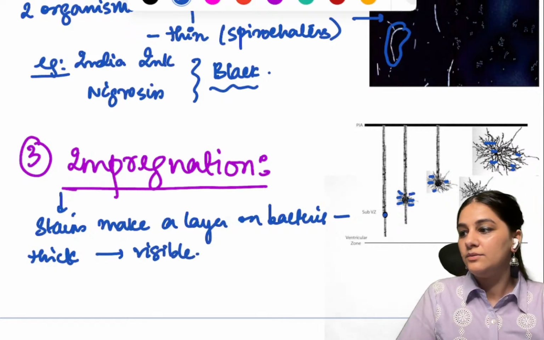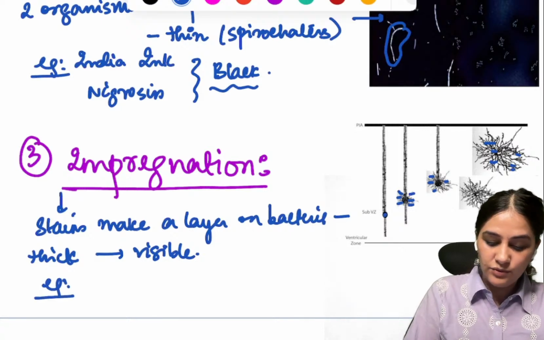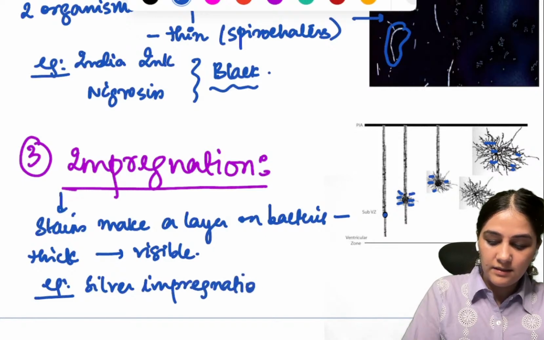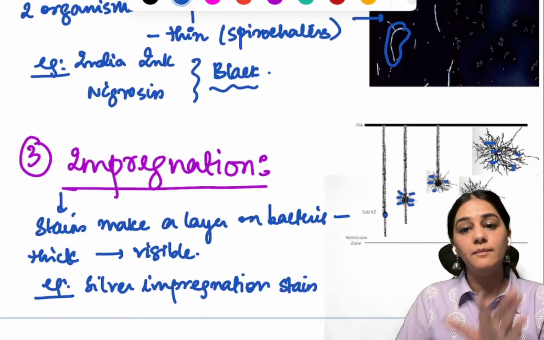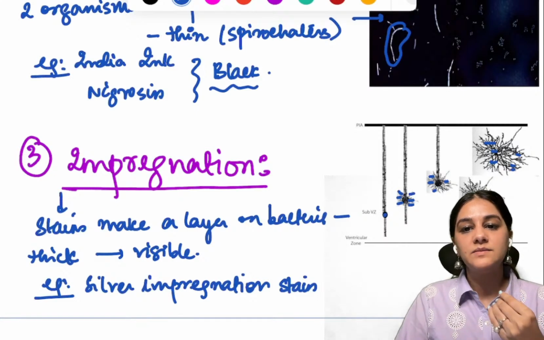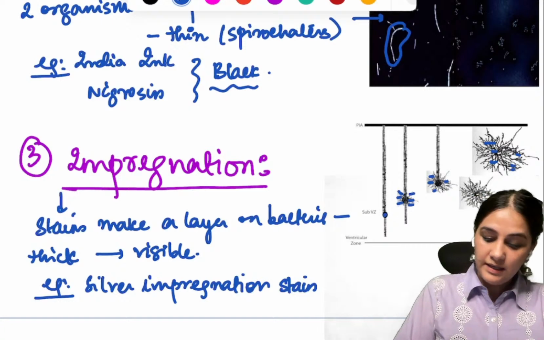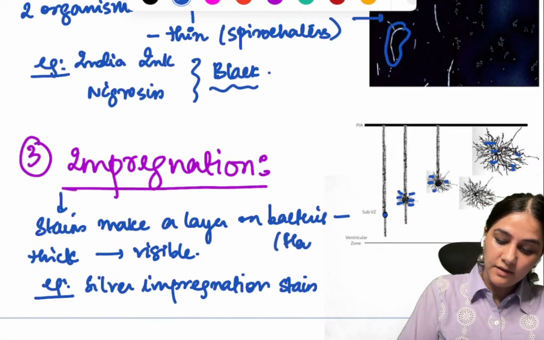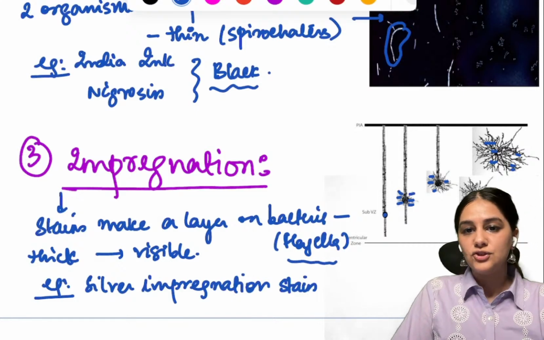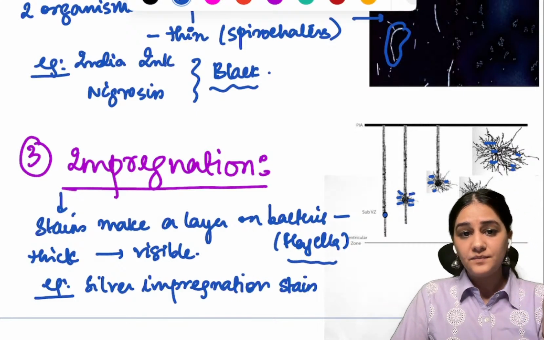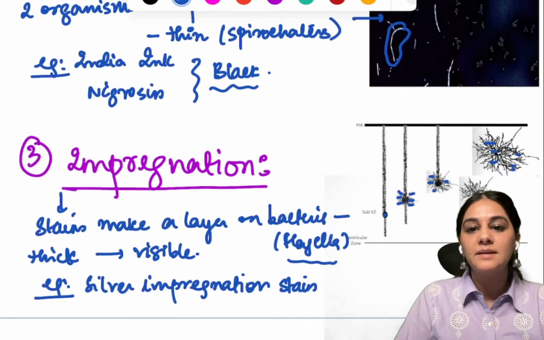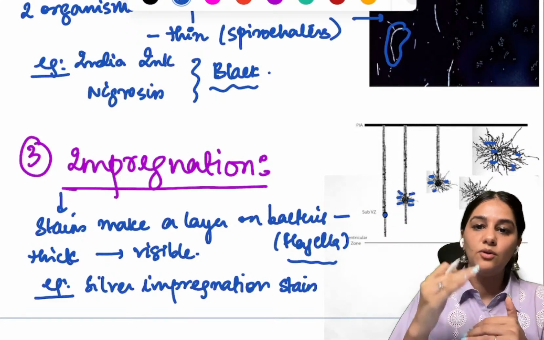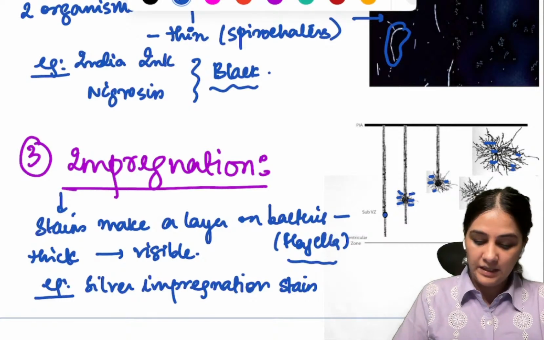And the most common stain that we use here is the silver impregnation stain. So either we can put it on the whole bacteria and make the bacteria visible, or sometimes we can put this on certain structure of the bacteria, maybe the flagella. Because flagella is also very, very thin, it's not usually visible. So these silver stains can go and attach on the flagella and make it thick and make it visible. Right? So this is impregnating or like putting something on an organism to make it visible. So this is an impregnation stain.